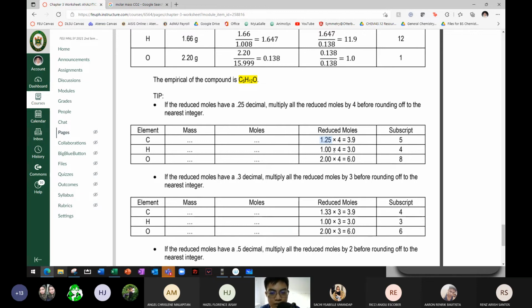Teka lang, bakit kaya ganyan yung sagot ko? Mali ata ako ng kopya dito. Pero ito tama to. So 2 times 4 is 8. 4 times 1 is 4. 125 times 4 is 5. Okay? So, saan galing to?